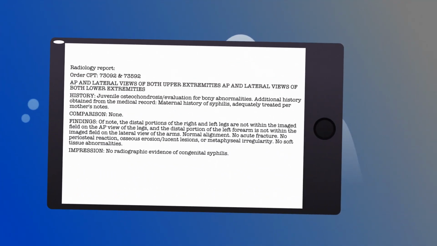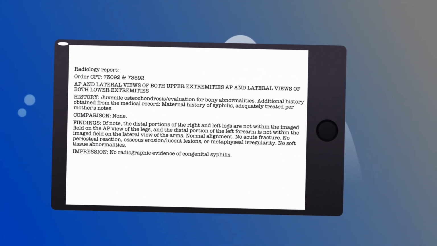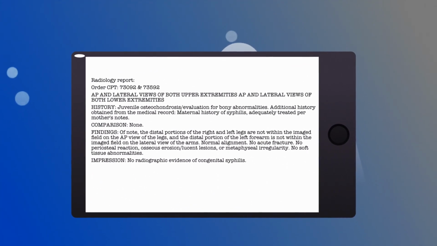Report example: AP and lateral views of both upper extremities, AP and lateral views of both lower extremities. History: juvenile osteochondrosis evaluation for bony abnormalities. Additional history obtained from the medical record. Maternal history of syphilis, adequately treated per mother's notes.